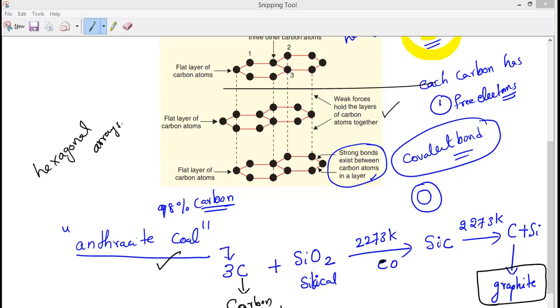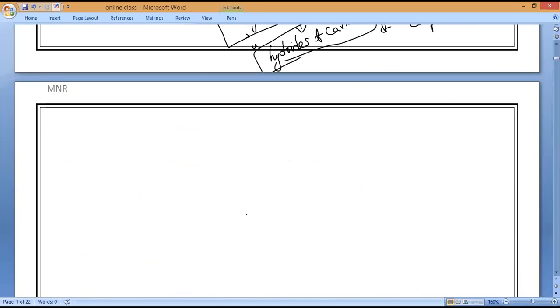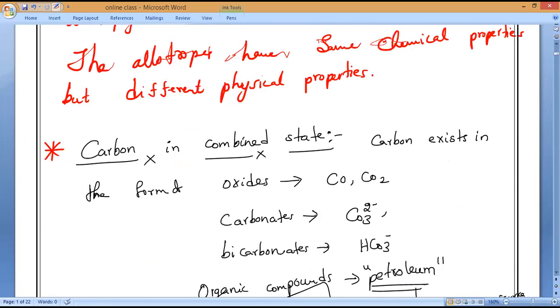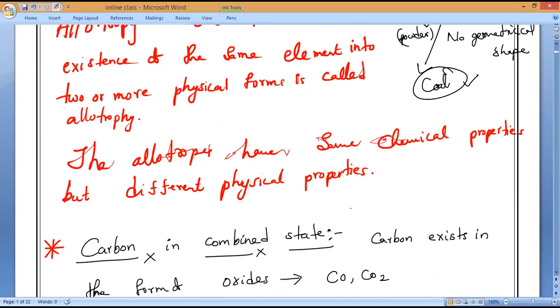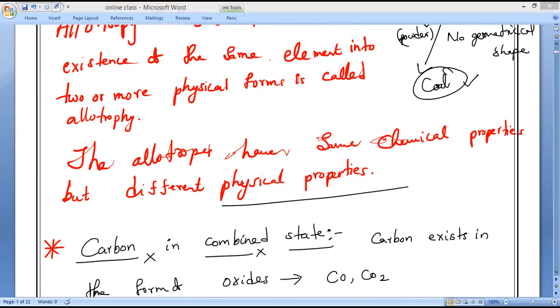So if we take the physical properties, as I said, both are made up of what? Now compare diamond and graphite. Both are made up of carbon, yes or no? Now, as I told you, what is the definition of allotropes? Same chemical properties, but what differs? Physical properties.